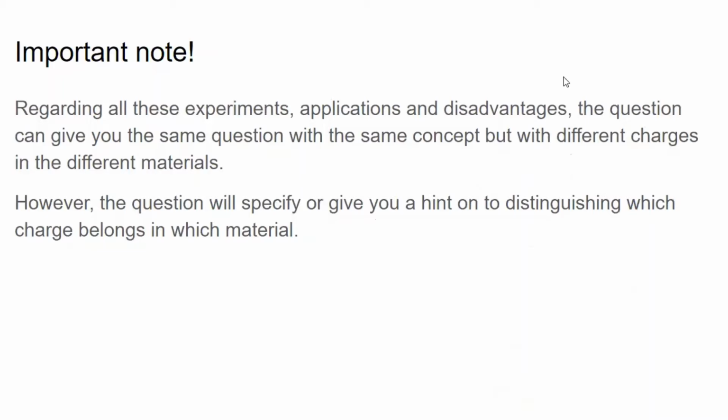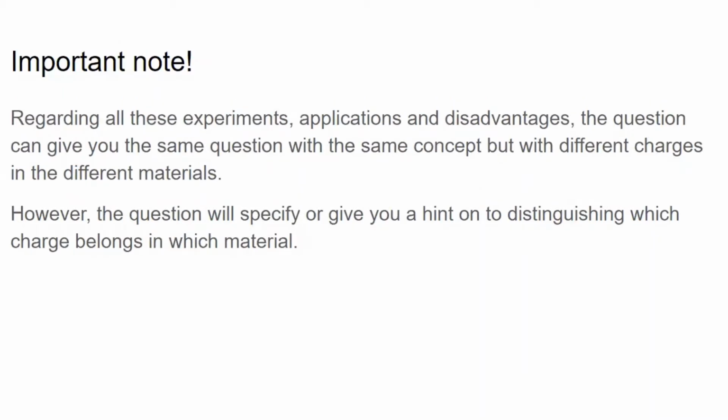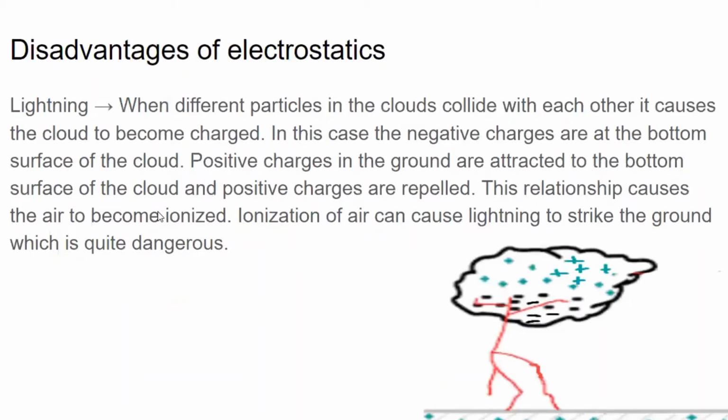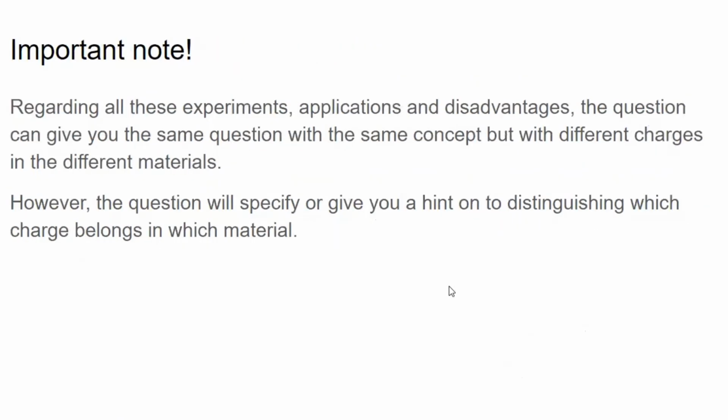An important note is that in exams, they can give you questions about these experiments, applications, and disadvantages, which require the same concept, but sometimes they mix up the charges. So for example, they may not always make the bottom of the cloud negative, it can be positive. So it's your duty to conceptualize that if the bottom of the cloud is positive, then the top surface of the ground is negative and vice versa. The question will specify at least one charge, which will help you identify the other charges.